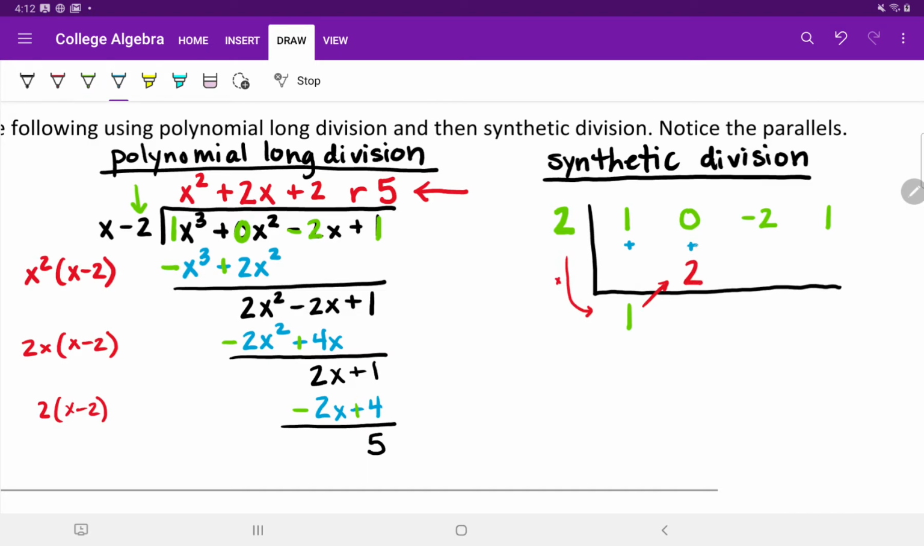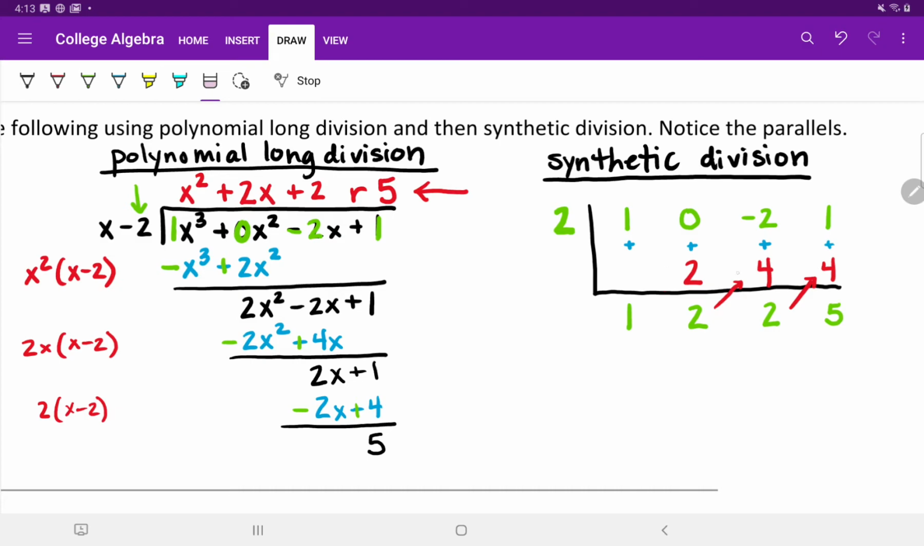Then we're going to add 0 plus 2. That gives us 2. Then we're going to multiply 2 times 2, which gives us 4, and that goes here. Now we're going to add -2 plus 4, which gives us +2, and multiply the +2 that we just wrote down times our divisor 2, and that gives us 4 again. That goes here. And now we're going to finally add the 1 plus 4. That gives us 5. And we are done.